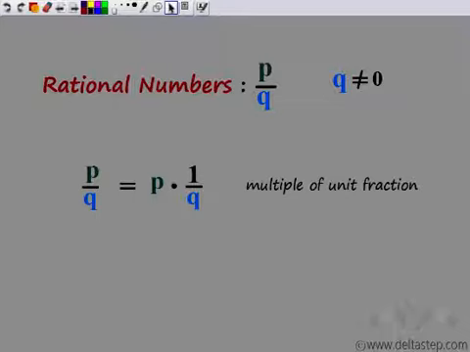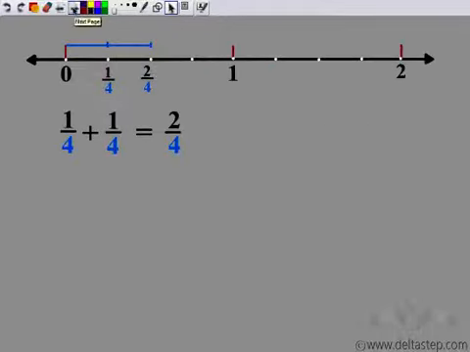Now with rational numbers coming into the picture, we had to define operations of rational numbers too. So how do we add, subtract, multiply, divide these rational numbers? That was the question. So let us see how we add rational numbers.